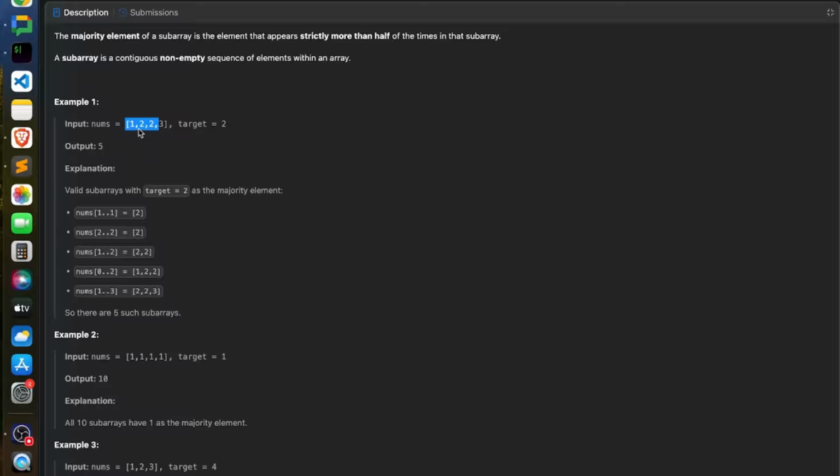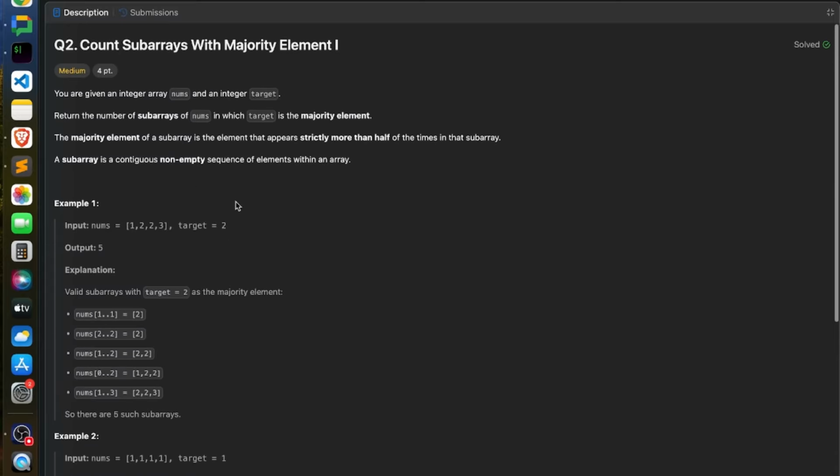This is interesting. The size is 3, divided by 2 is 1, right? So for the number to be a majority element, its frequency has to be more than 1, meaning at least 2. If you see, the frequency of 2 is 2 here. So this is also one of the majority subarrays. And similarly from index 1 to 3, right? Yeah, this problem is pretty good. Let's see how we can approach it.